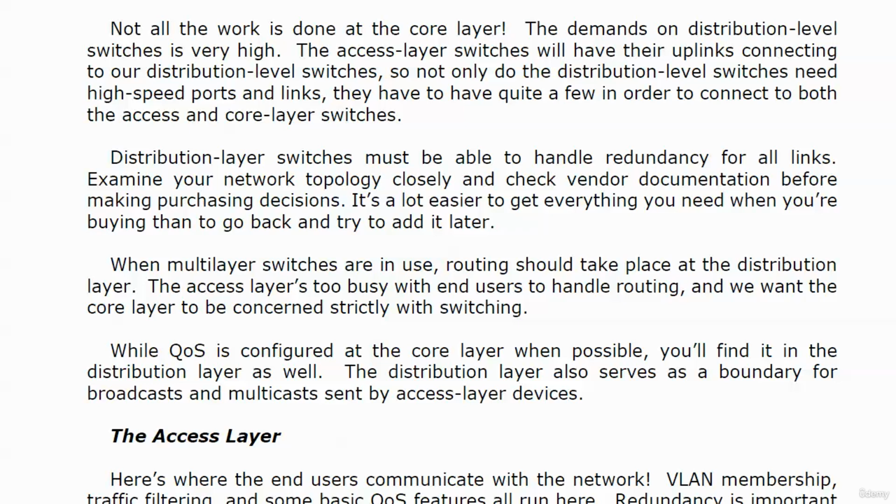Now, while some QoS is going to be configured at the core layer, you will find it in the distribution layer as well. This is really our boundary for broadcast and multicast sent by access layer devices. Because if there's one thing we don't want, it's a bunch of broadcasts and multicasts hitting our core switches. We do not want that.